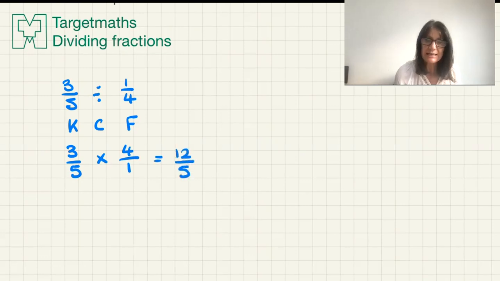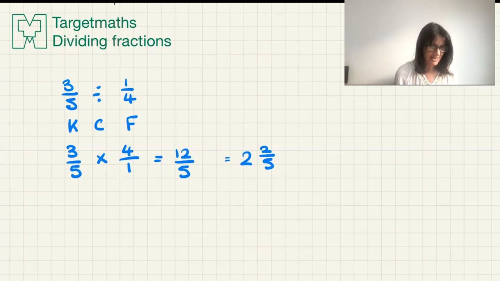12/5. I can leave my answer as that unless they tell me to put it in a mixed number. If I do put it in a mixed number, I'm going to say how many 5s into 12? 5s into 12 go 2, and then there's 2 left over the 5. Okay.